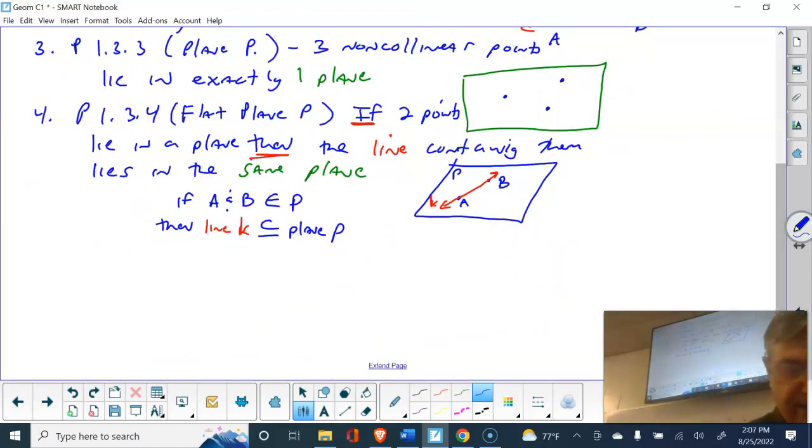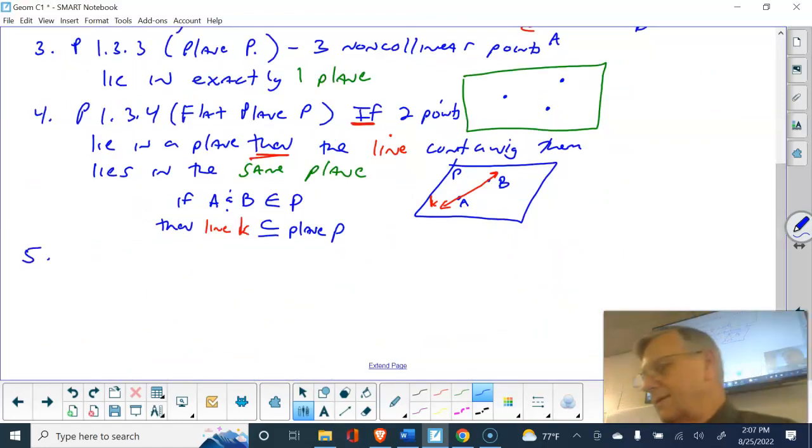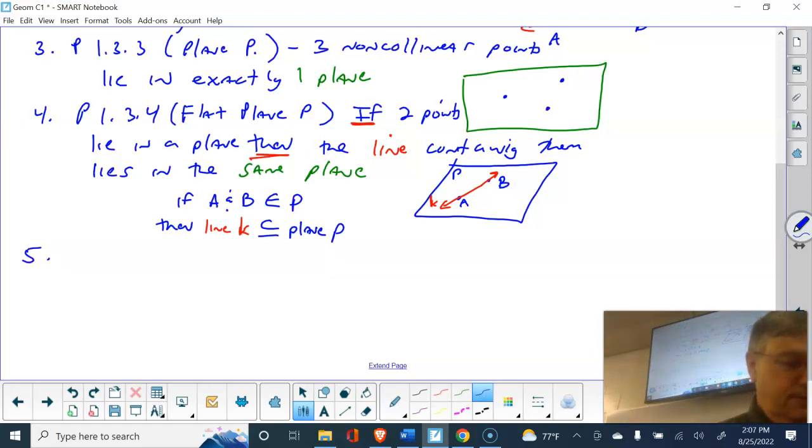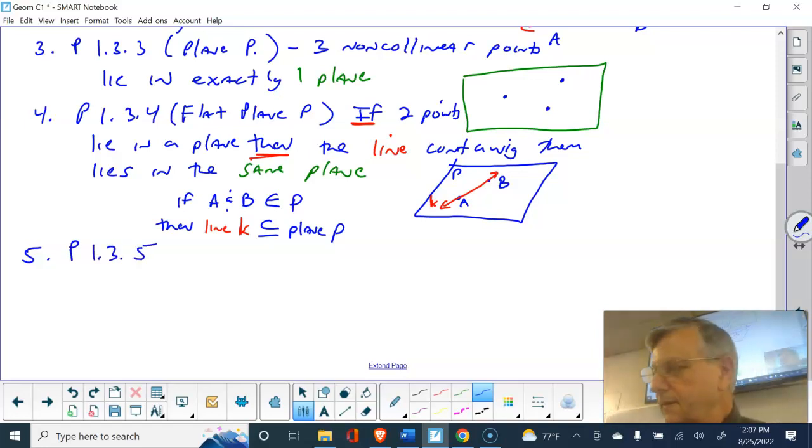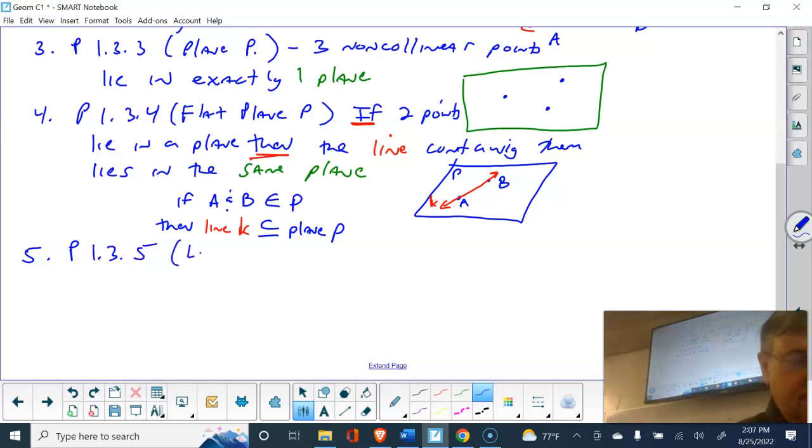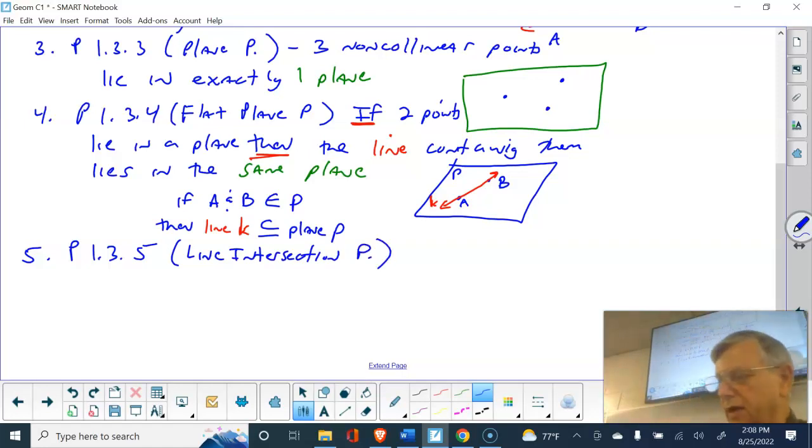All right, let's go to 5. We got two more incidence postulates. Man, oh man. All right, number 5. Postulate 1.3.5. And this is the line intersection postulate. Now this one makes complete sense, and you know this already.